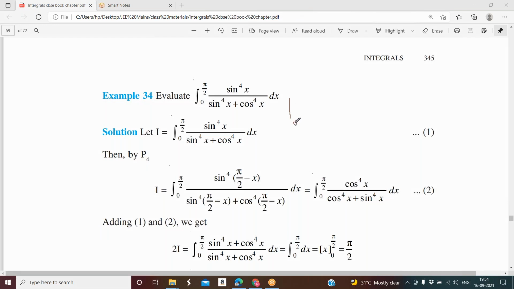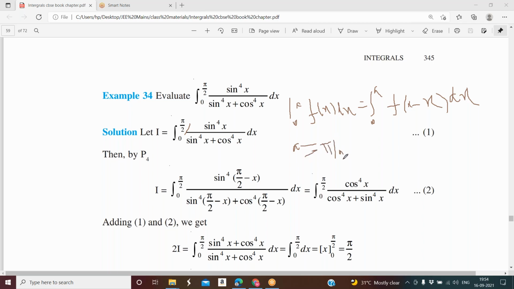Integral 0 to a f of x dx is integral 0 to a f of a minus x dx. That is the property. Okay. So what is your a? A is pi by 2.